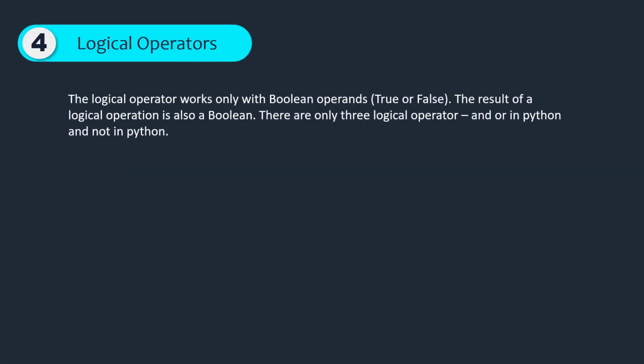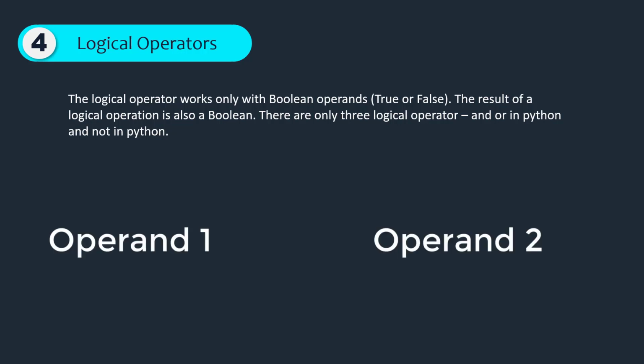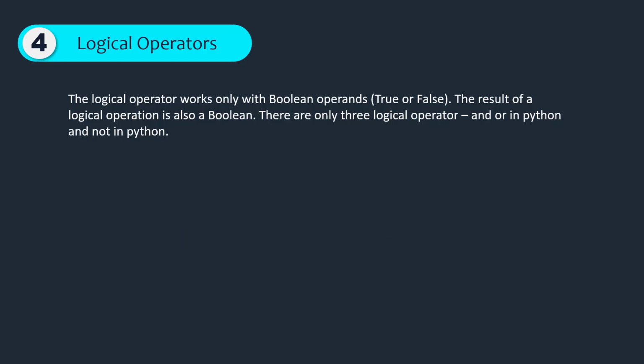Moving ahead, the fourth one is logical operator. The logical operator works only with boolean operands. In the last section on comparison operators you have seen the result of a comparison operator is boolean. Now this one works only with boolean. That means the operands for a logical operator should always be boolean. It doesn't work on any integer or float, so it evaluates boolean operands. The result of a logical operation is also boolean, similar to the comparison operator.